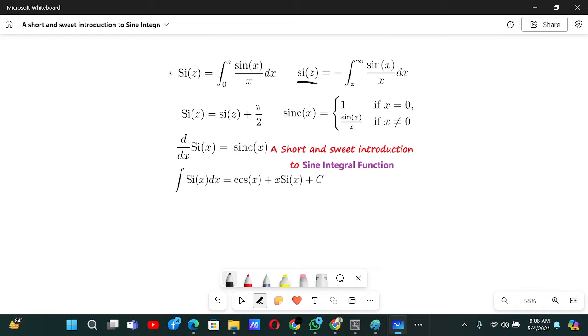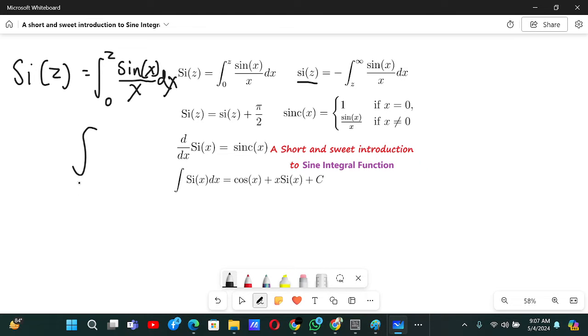First of all, here's the definition of the sine integral function. This is basically defined as the integral from 0 to z of sine x by x dx. You might have known that the integral of sine x by x does not really exist with elementary functions, so that's why we had to define a non-elementary function, capital Si of z. And similarly, corresponding to this one, there's another function as well, which is basically the integral from z to infinity of sine x by x dx.